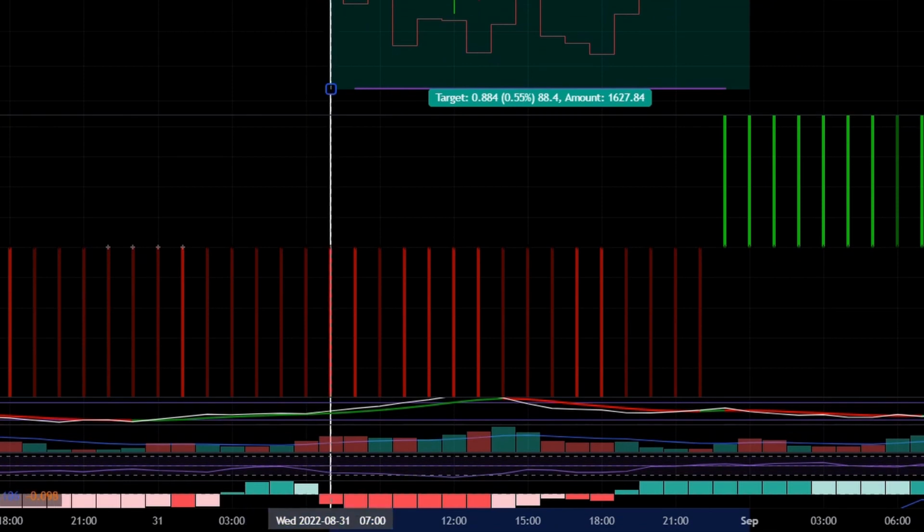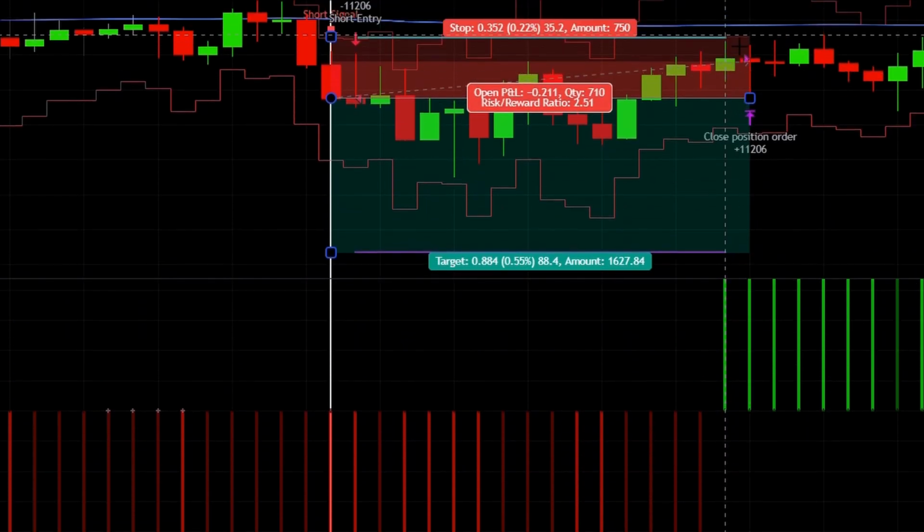As you can see on the signal candle, the squeeze momentum was red, which is good, and it stayed red right until this point. On this candle, the squeeze momentum turned green, which means a position exit signal. So the strategy exited at the open of the next candle.